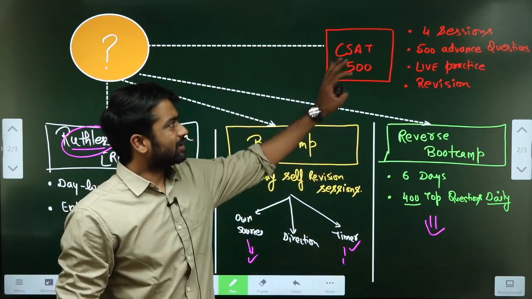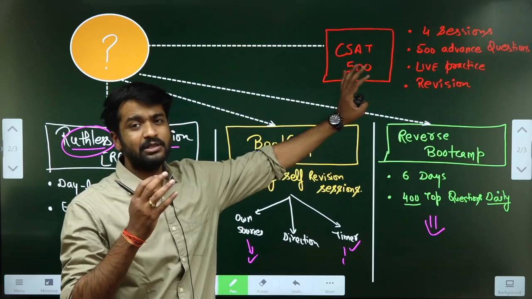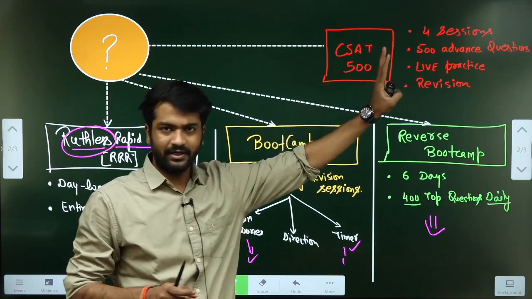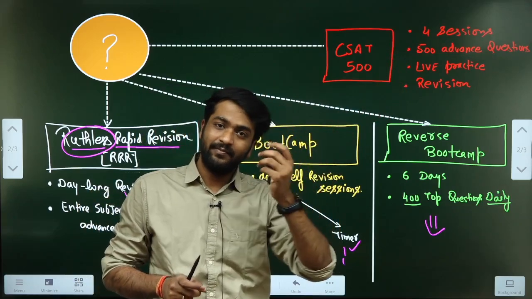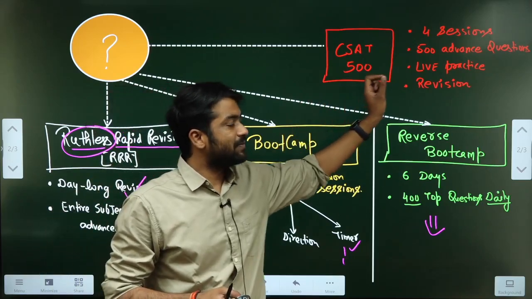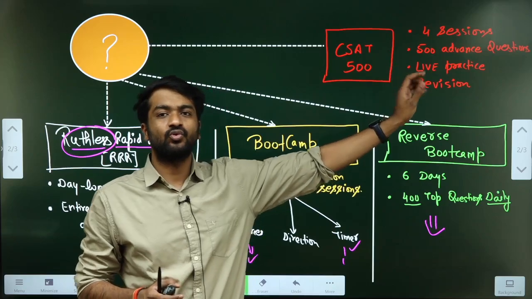Now let's come to the last component. I will keep all these components in perspective, allow me some time. The last component is CSET 500. So in CSET 500 there will again be 4 day long sessions in which we will be practicing 500 advanced questions.